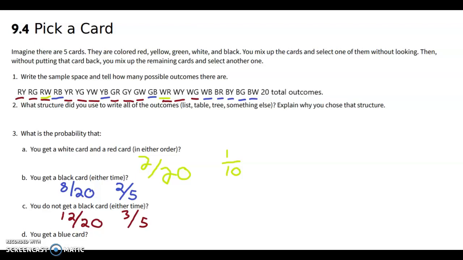All right, D, you get a blue card. Ooh, okay. We get a blue card, right? Do we have blue cards? There's no blue, right? We have red, yellow, green, white, or black. We don't have blue. So that's never going to happen. So that's no chance.